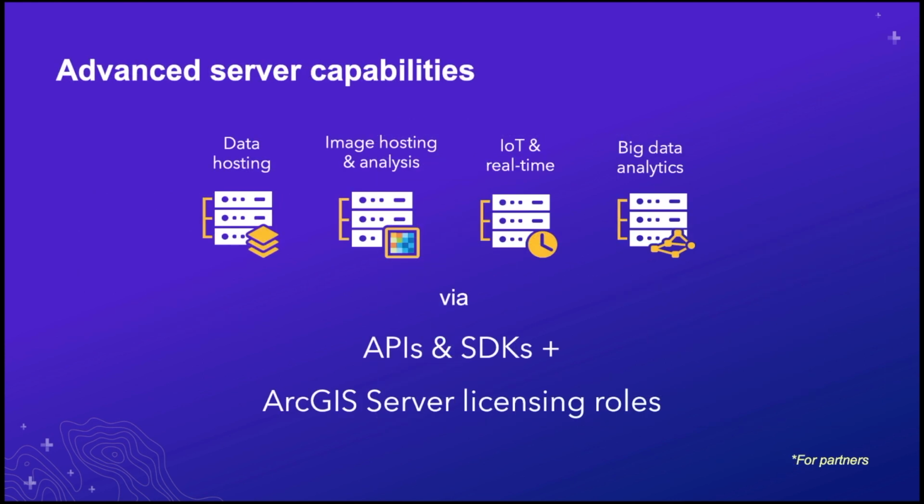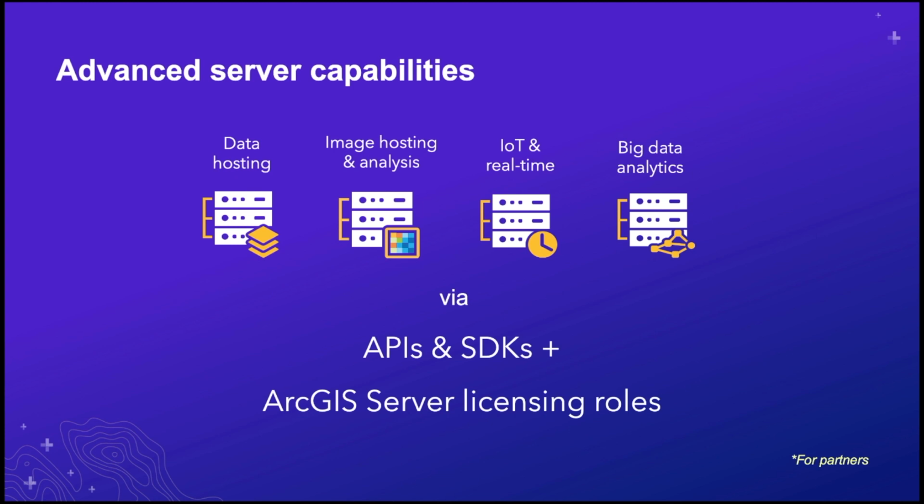Bucket number 3, advanced server capabilities. So these are all capabilities that come with ArcGIS Enterprise and ArcGIS Server licensing roles. So if you'd like to host data or you want to do large-scale image hosting and analysis, start processing and analyzing real-time data, or doing massive volume distributed big data analytics, then there are server licensing roles that will allow you to add these capabilities into your backend infrastructure.